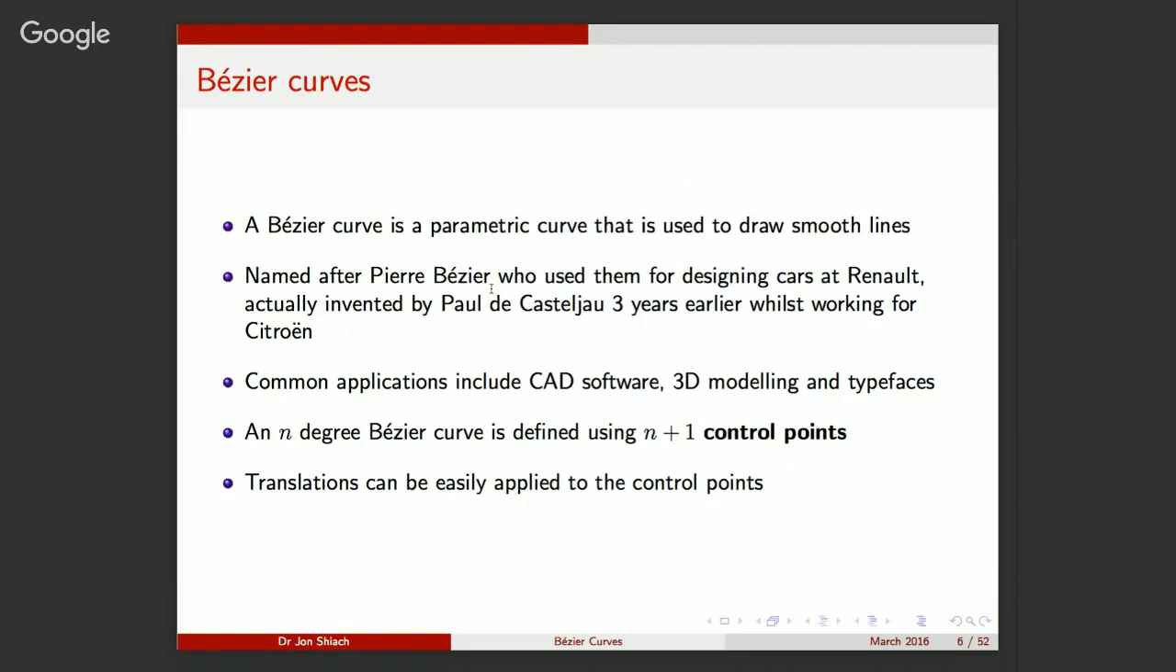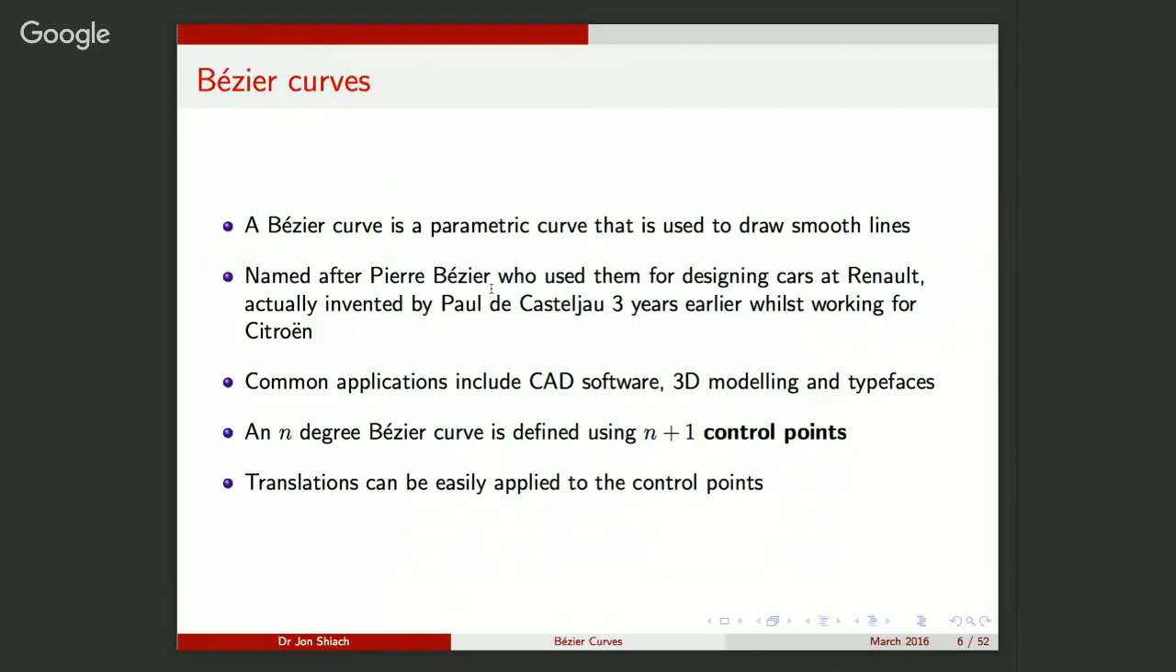Coincidentally, there was another chap who was working for Citroën at the time, called de Casteljau, who actually invented this 3 years earlier. But we know them as Bezier curves. Don't know why. De Casteljau just got unlucky, I suppose. These have been used in computer-aided design software, 3D modeling, typefaces especially. When you look at a font on the screen, that's drawn using Bezier curves.